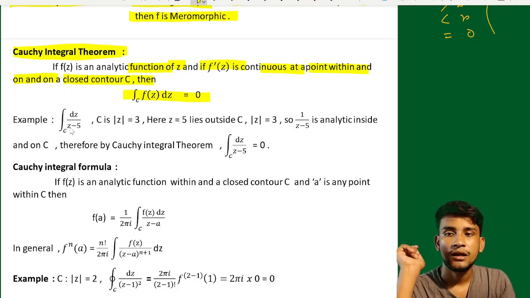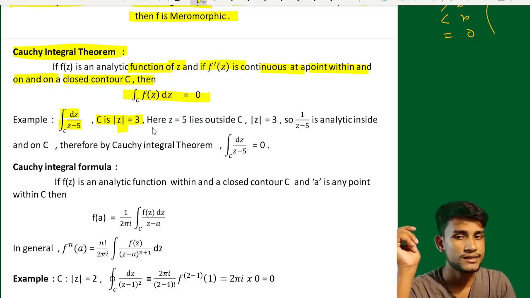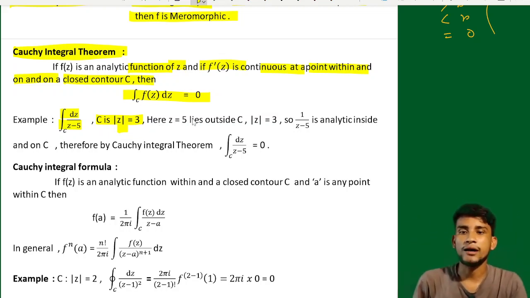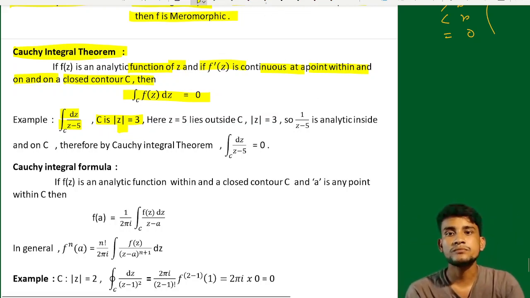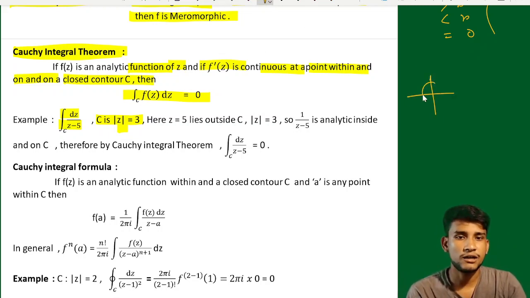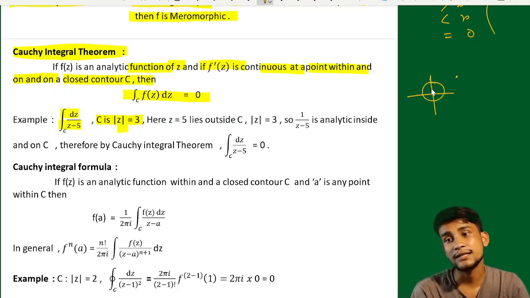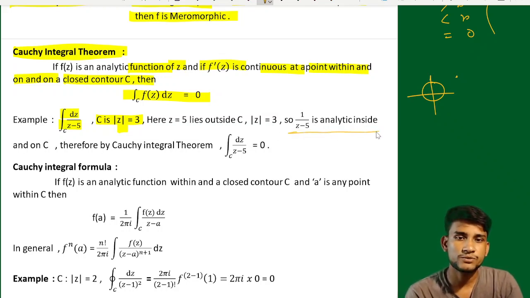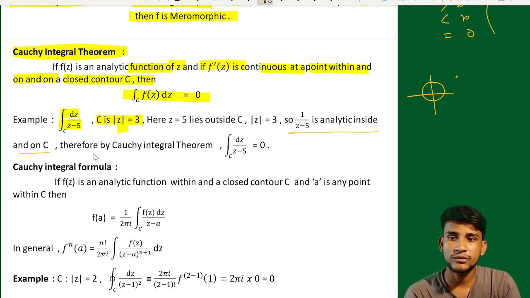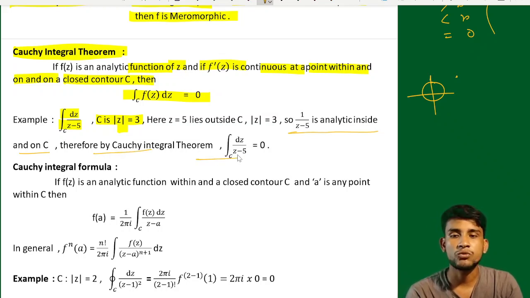For example, the integral of f(z) dz over 1/(z-5), where C is |z| = 3. That means this is a circle with center 0 and radius 3. Hence z = 5 lies outside C. Why? This is a circle of radius 3 and the point 5 lies outside the circle. So 1/(z-5) is analytic inside and on C. Therefore, by the Cauchy Integral Theorem, the integral of 1/(z-5) is equal to 0.